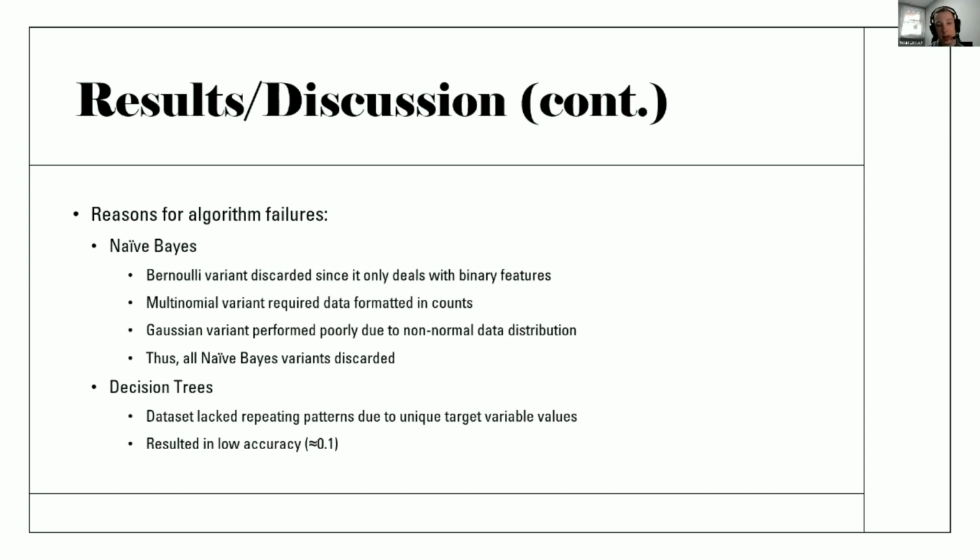And the way the dataset was structured was the reason the decision trees algorithm didn't work as well, because decision trees rely on identifying patterns and relationships in the data to make accurate predictions. And since the value of our target variable in every row was unique, which was the CWE ID to be particular, there were no repeating patterns within the dataset for the algorithm to discern, yielding a low accuracy of about 0.1.